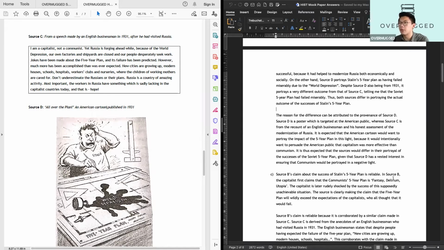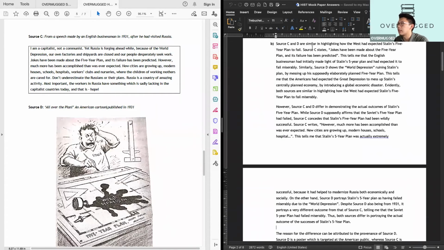Right? So over here, you bring in some elements of purpose to explain the differences between the sources. This is something that will help you attain the additional 1 or 2 marks, but it is less critical than hitting the nail on the head for the similarity and difference points. Okay?